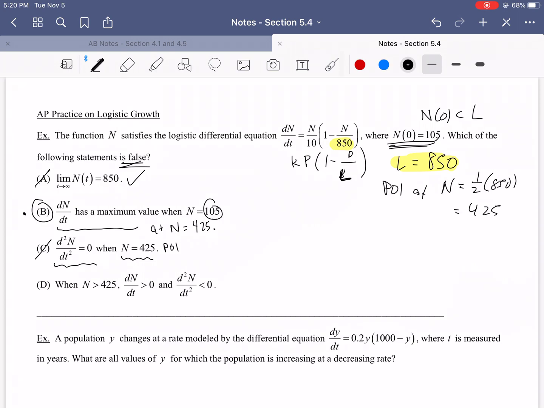And then letter D, when n is bigger than 425. So that's on the other side of that point of inflection, because I know the point of inflection is at n is equal to 425. And so on that other side, I know that n is still going to be increasing, except now it's going to be concave down. And let's see if this lines up with that thought. dn over dt is greater than 0 means that n is increasing, and d squared n over dt squared less than 0 means that n is concave down. And so that checks out with both of the things that I know about the logistic growth model.